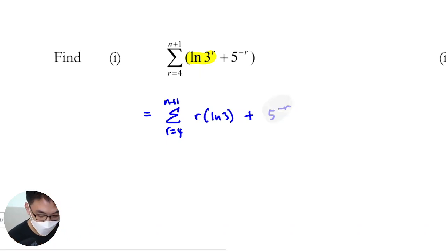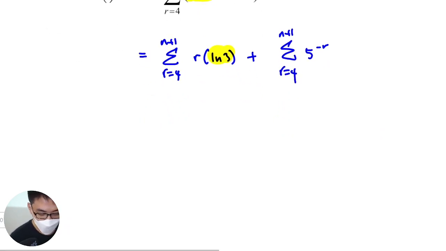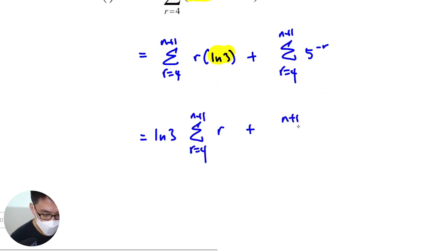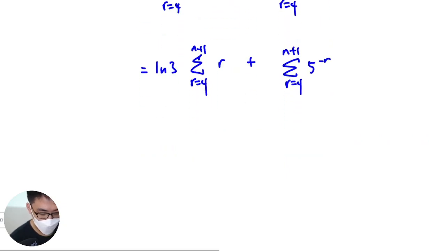Let's speed it up now. I would suggest that if you see a constant ln 3, just bring it out. Just because it's ln 3, it looks complicated. It's just another number, okay? Just do it. And then we have got ln 3.